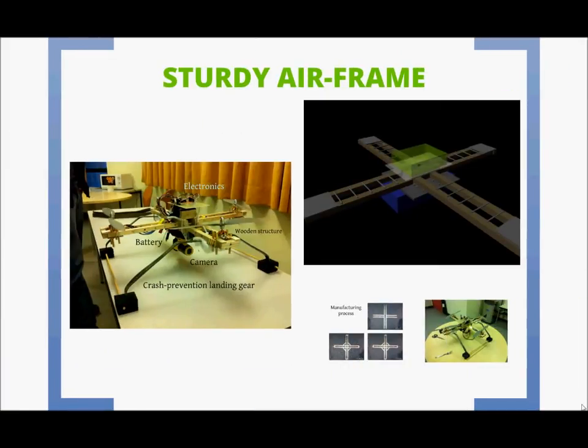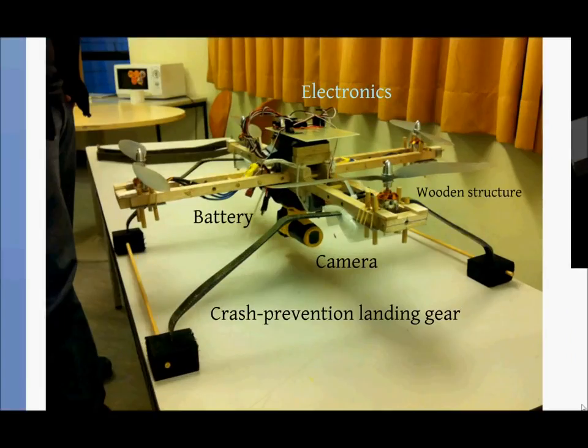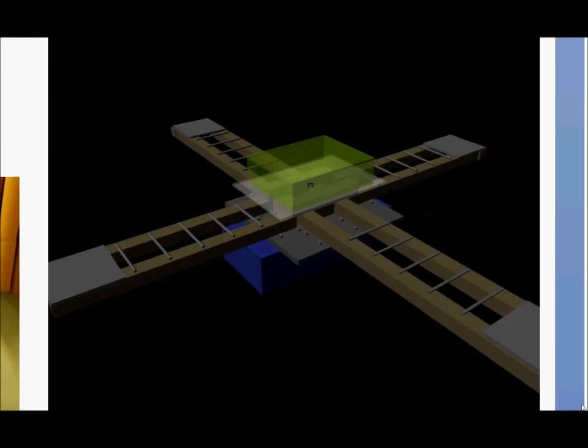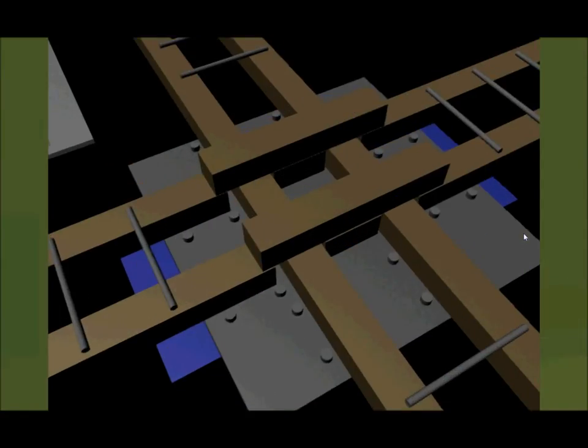But to have a quadcopter fly, at first we need an airframe. So this is our overall design for the airframe. On top we have electronics, in the middle we have the battery, and below is a camera. Especially, we have the crash prevention landing gear, which is not seen in any design. This is our overall design from SolidWorks. The middle of the quadcopter is the weakest part, so we need to strengthen it with a double gusset joint, as you see in this picture.